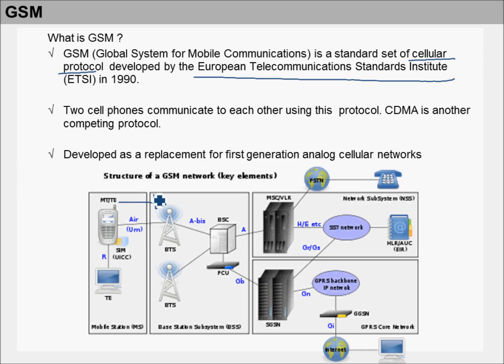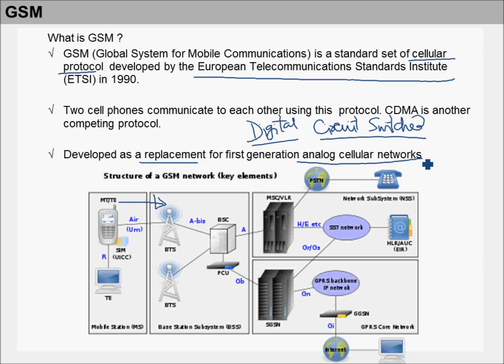It also brought a change. Before GSM came into the picture, all the cellular networks were analog. So GSM brought the first concept of a digital network. It was digital and circuit switched, so that gives a completely different paradigm. It was a replacement of the first generation of analog cellular networks.